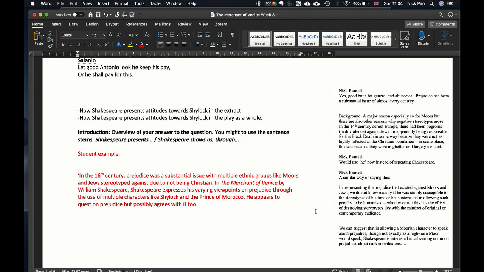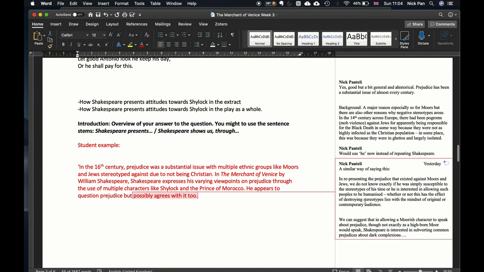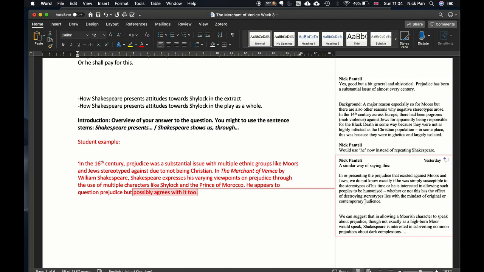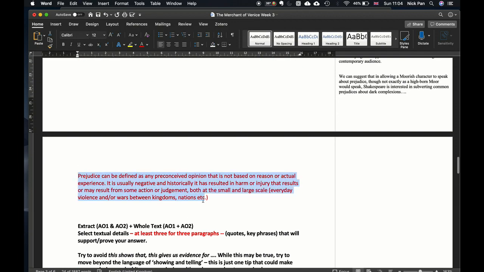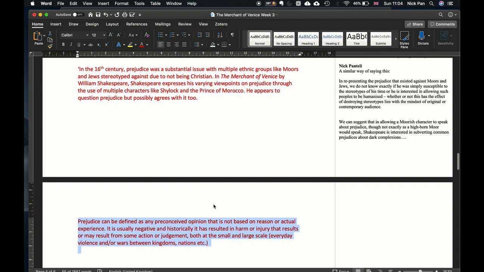Anyway, so that's just a bit of background for writing a statement like this. We could add to this that prejudice has always been a substantial issue in the 1590s of Shakespeare's time, as we'll suggest.